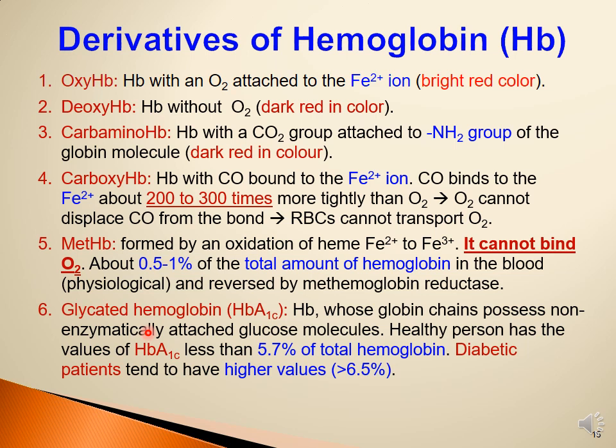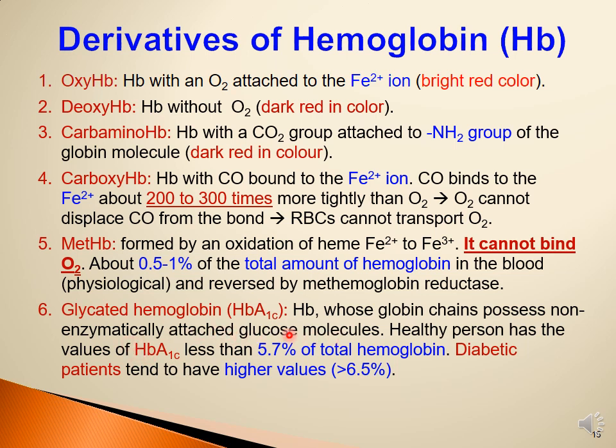We have another form of hemoglobin called glycated hemoglobin, hemoglobin A1C. This form of hemoglobin is normally present in our red blood cells. Why is it present? Because glucose that we get after the digestion and absorption of carbohydrates can bind to any protein in the body, including hemoglobin, without the need of any enzymes.